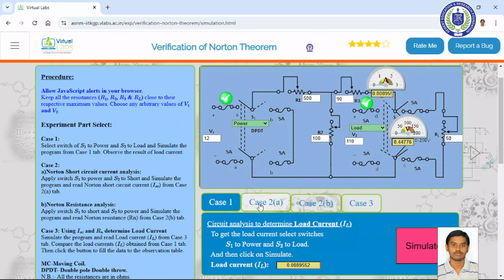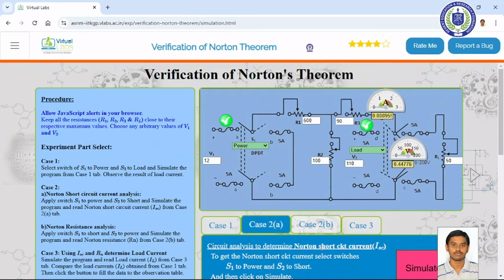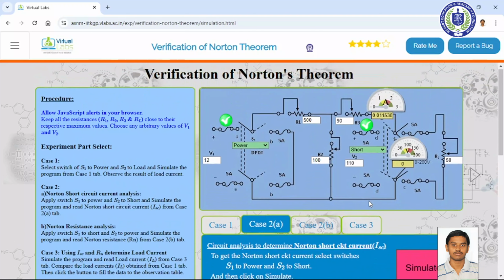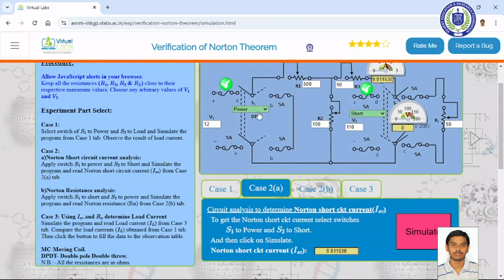Next, we determine Norton's equivalent circuit current, or Norton's equivalent short circuit current. So our load side is shorted, and we calculate the short circuit current. The value is 0.011538.